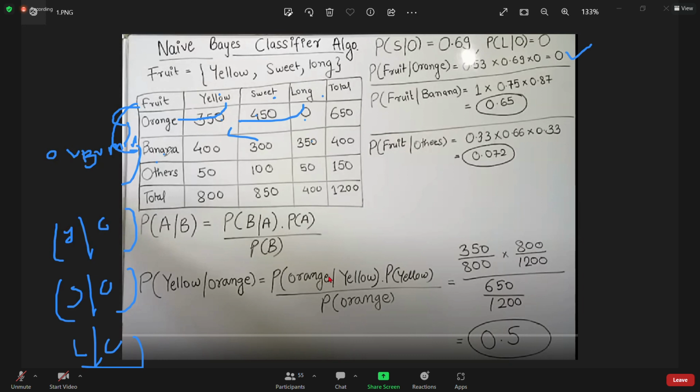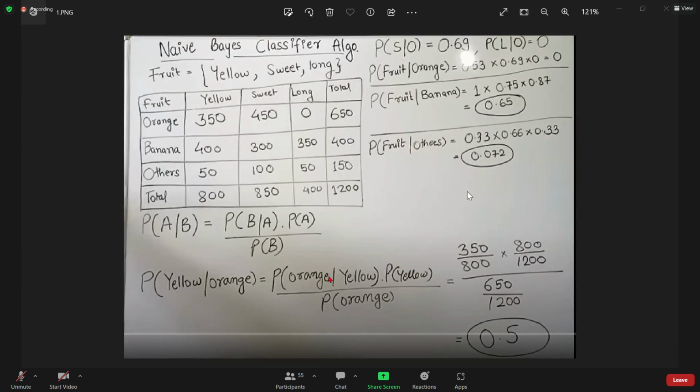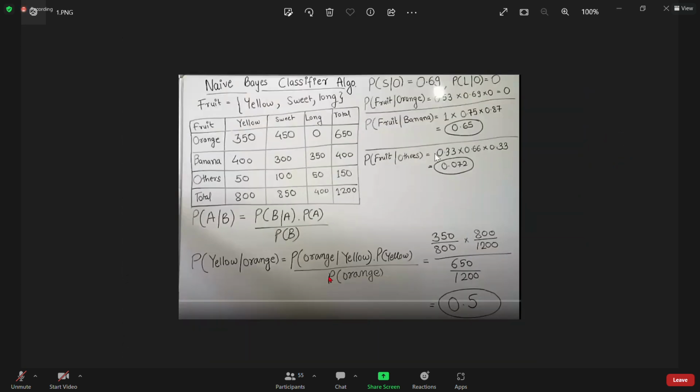Fruit with respect to others: yellow with others is 0.33, sweet 0.66, and 0.33. Output is 0.072. 0.65 means 65 percent, and 0.07 means 7 percent. Did you understand? And finally, you can say the fruit with 65% is the one with maximum probability, satisfying all the conditions, guys.